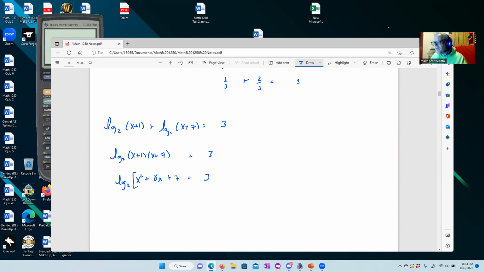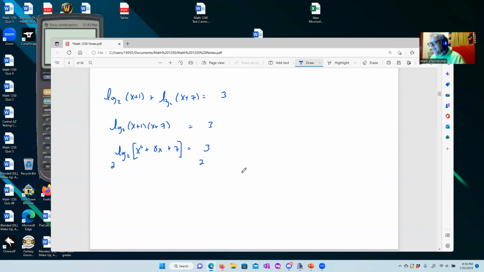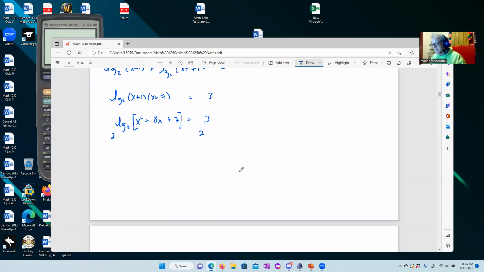How do I get rid of the logarithm? Well, we unlogify it, base 2. We're going to make both sides the exponent to the same base. We're taking the anti-log, if you want to say it properly. So we've got x squared plus 8x plus 7 is equal to, what is 2 to the 3? 8. Let's go ahead and subtract the 8 from both sides. So we have x squared plus 8x minus 1 equals 0.